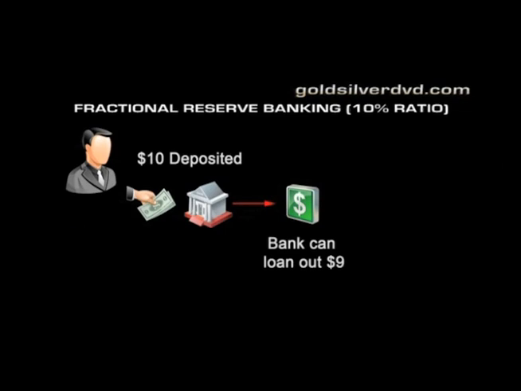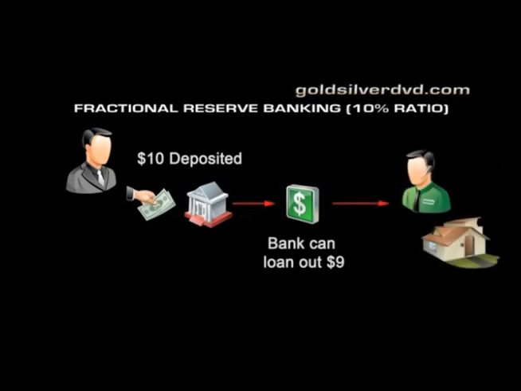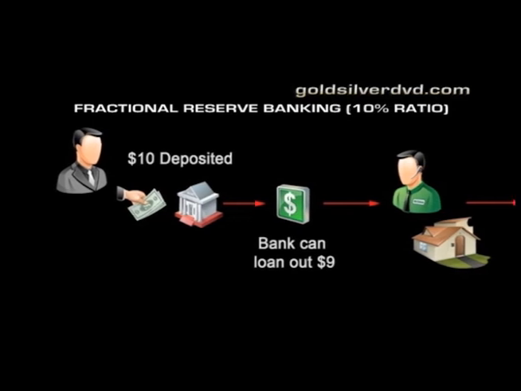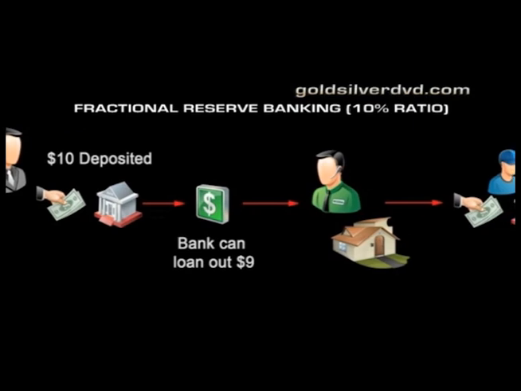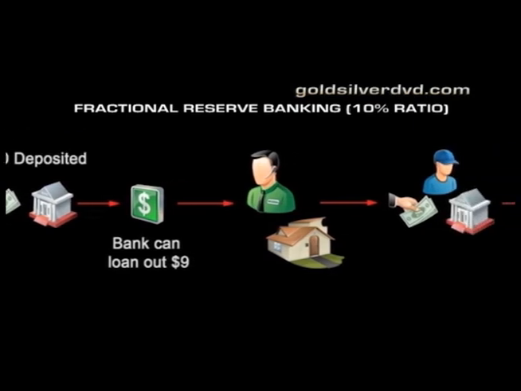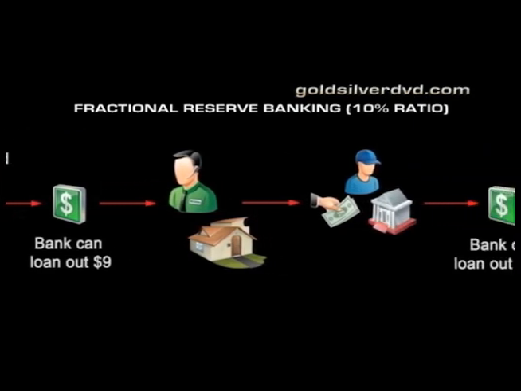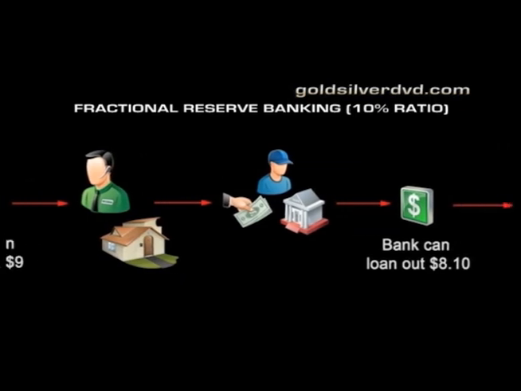And that gets loaned usually to somebody that's buying something. They're buying a house. They're going to sign a mortgage. That's how they're borrowing the money. They're signing this mortgage. They take that $9, they buy the house, and that's going to get deposited into the checking account of the seller of the house.